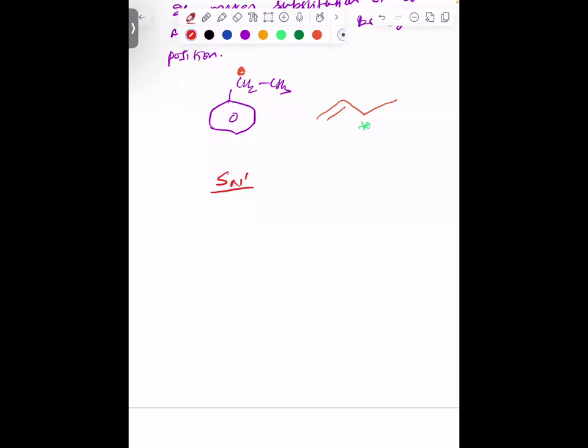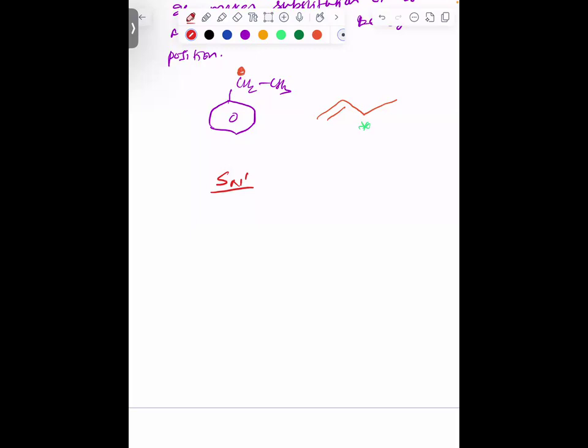Second, in any reaction where a carbocation intermediate forms, it may undergo rearrangement to form a more stable carbocation. So carbocation rearrangement may be possible. The third step is that the nucleophile attacks the stable carbocation center. So these are the 3 steps of the SN1 reaction.